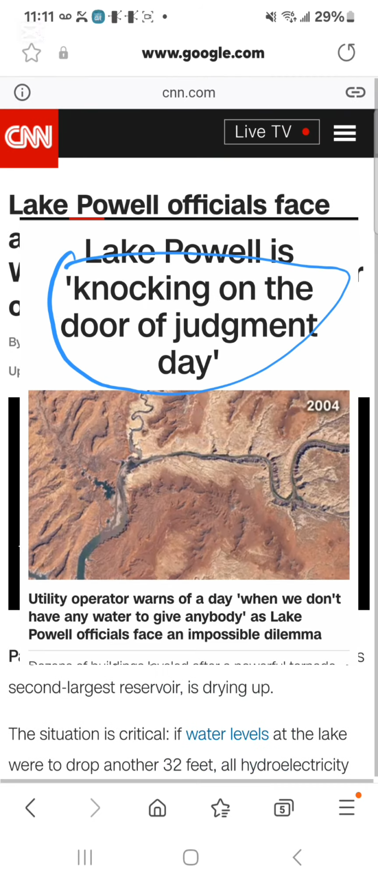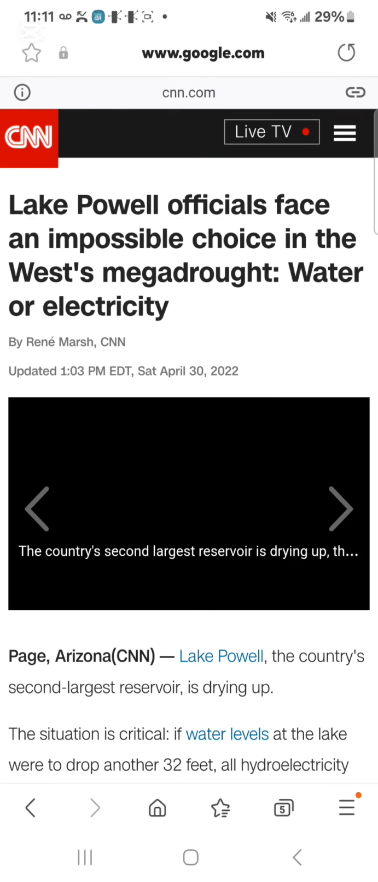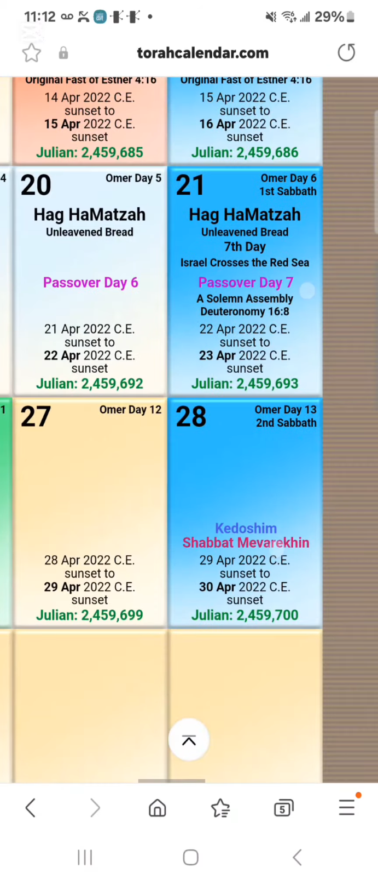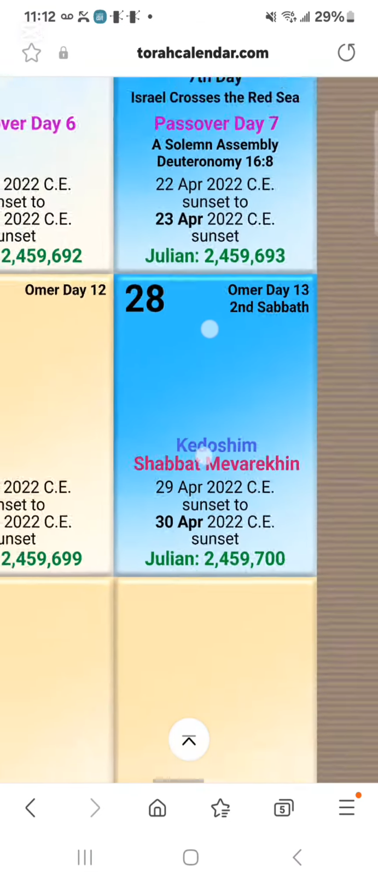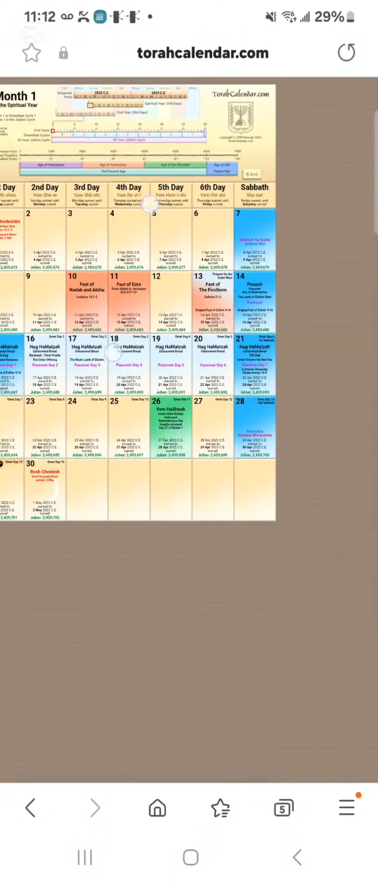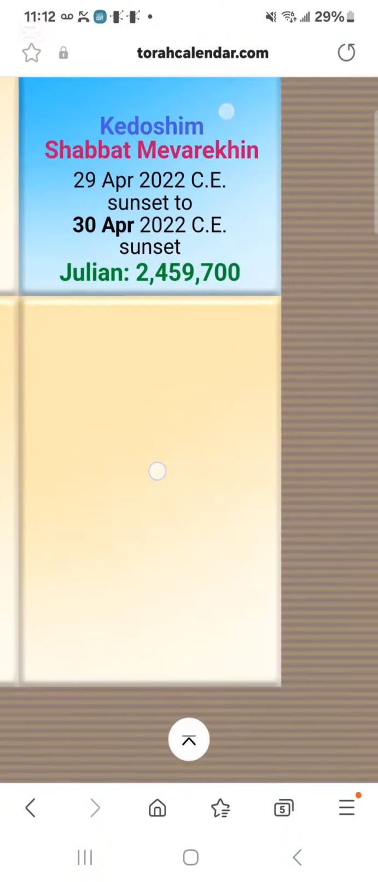But I showed the Hebrew calendar on April 30th. But this article is knocking on the door of Judgment Day. Look at this. I pulled up the Hebrew calendar, that white calendar, but I did not pull up the Torah calendar connecting this date. You're not going to believe this. Holy moly. Look at the date, April 30th. It's the 28th. 128. Leave the world behind.